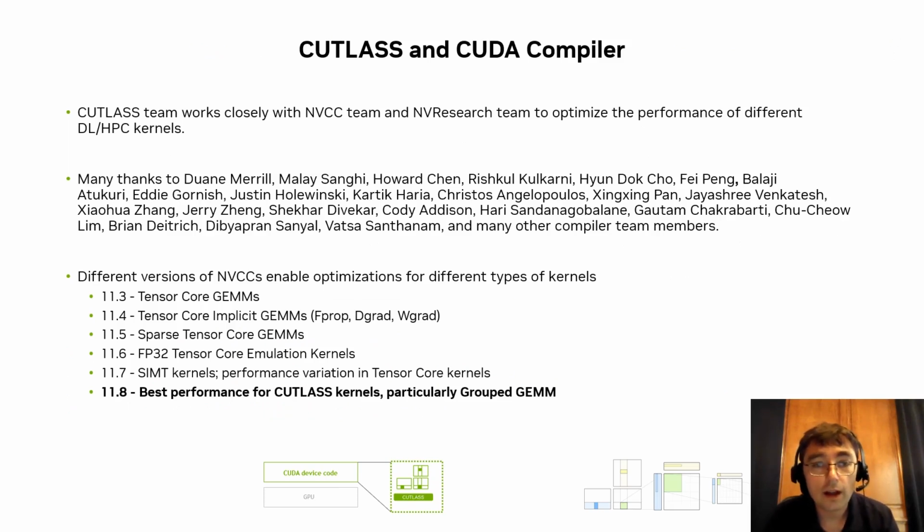CUTLASS is a collaboration of the CUDA compiler and NVIDIA research teams to provide the best possible performance across the board. Each minor version of the CUDA toolkit has enabled new optimizations affecting specific classes of kernels. CUDA 11.3 offered a tremendous performance boost for Tensor Core GEMMs. CUDA 11.6 offered speedups for single precision CUDA and Tensor Core GEMMs. And then finally, the best possible performance is expected from CUDA 11.8, the latest shipping toolkit.